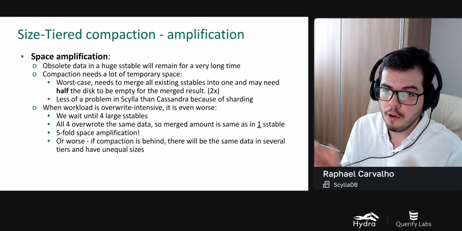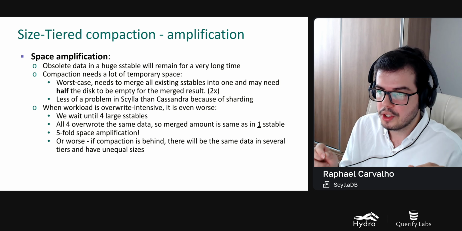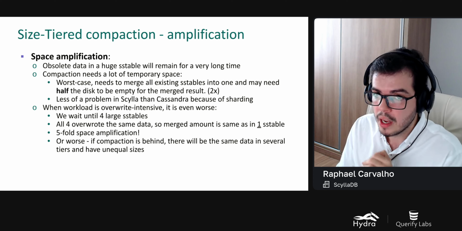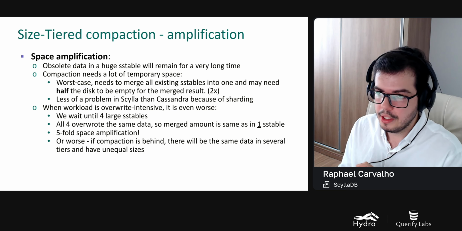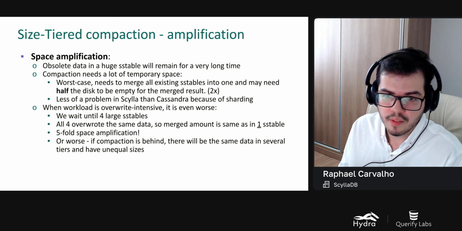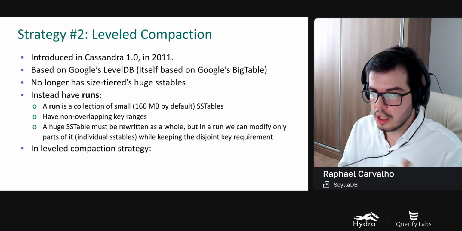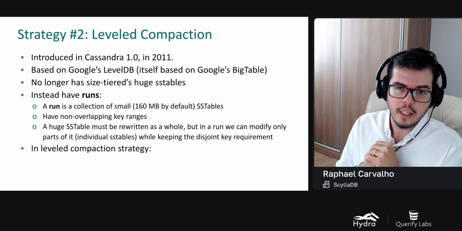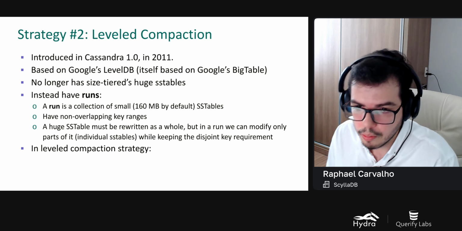If we wait for many files, then it could happen that a bucket contains redundant information of a given partition. It could happen that all the SSTables in a given bucket contain redundant information. Now the leveled policy. It was introduced later in Cassandra 1.0. It's based on Google's LevelDB, which itself is based on Google Bigtable.